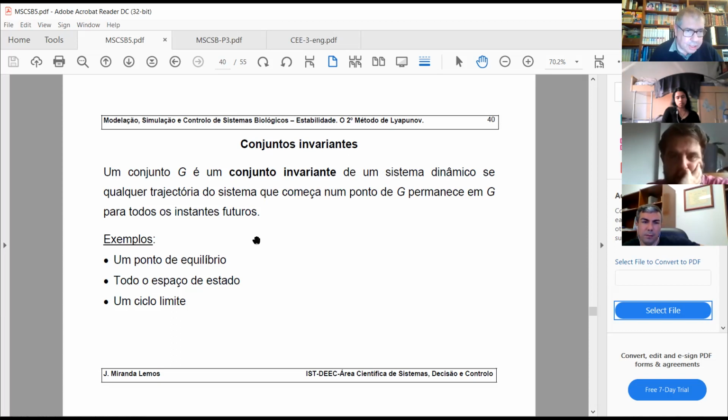For instance, an equilibrium point is an invariant set, because if you are at an equilibrium point, you stay there. The whole space is an invariant set because you never go out of the whole space. A periodic solution corresponds to an invariant set because you are always in this region. It's a closed curve. That's the notion of invariant set. If you start there, you stay there.